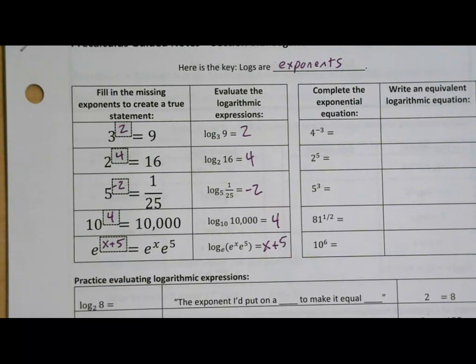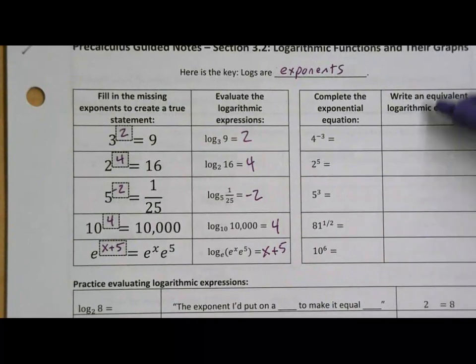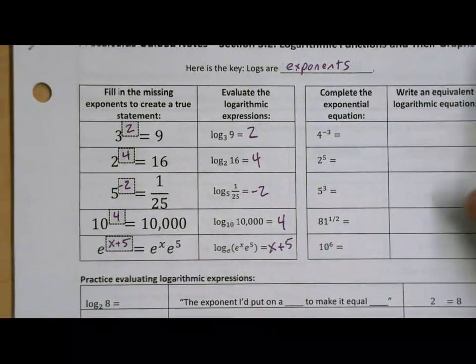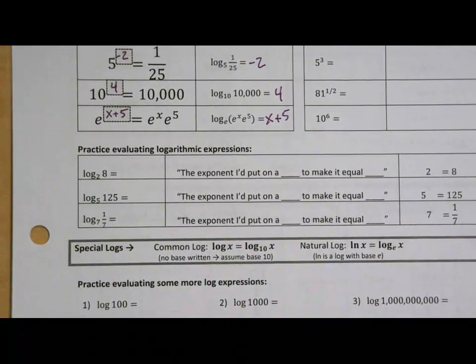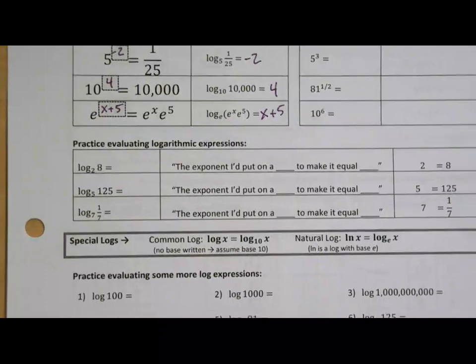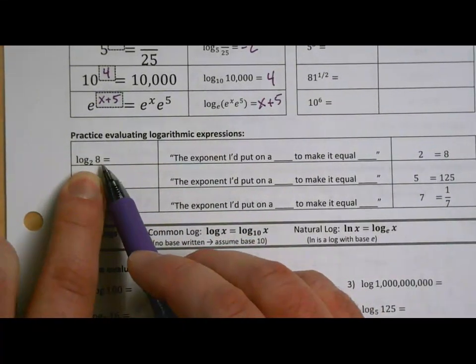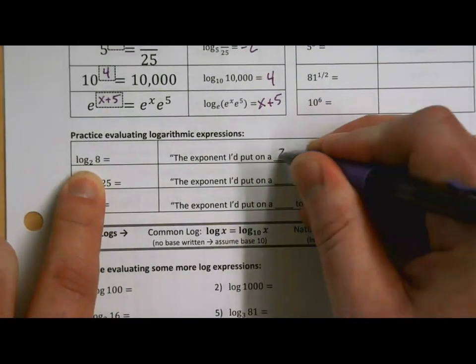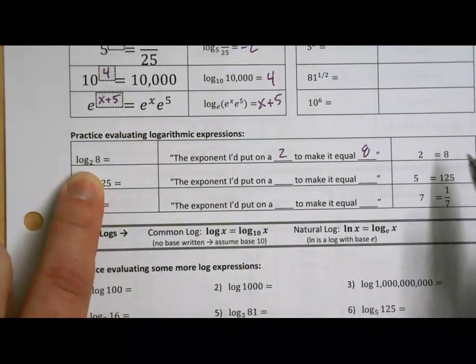So I'm going to skip this side over here because we're going to practice a whole bunch of these on the flip side of this page. But let's just go through and put this in language. What I want you to start doing when you see something like log base 2 of 8, I want you thinking in your mind, what I'm really asking you is the exponent that I would put onto a base of 2 to make it equal to 8. And what exponent would you put onto a 2 to make it equal to 8?